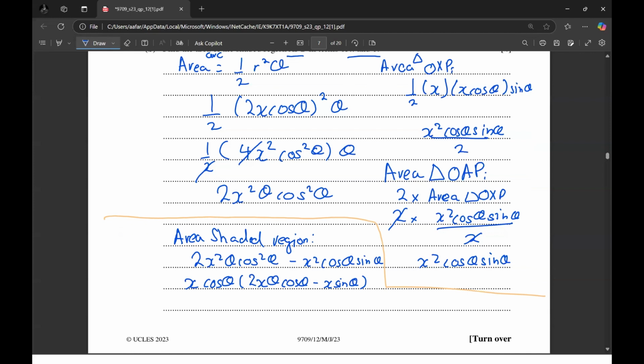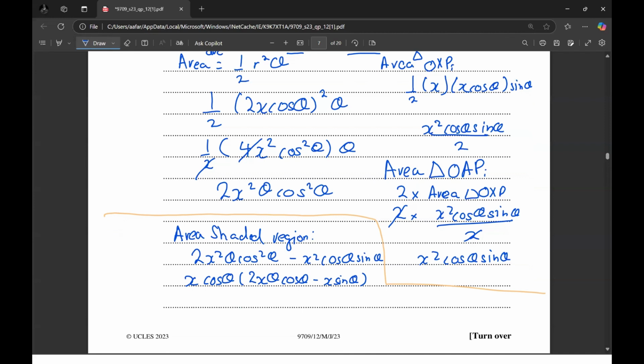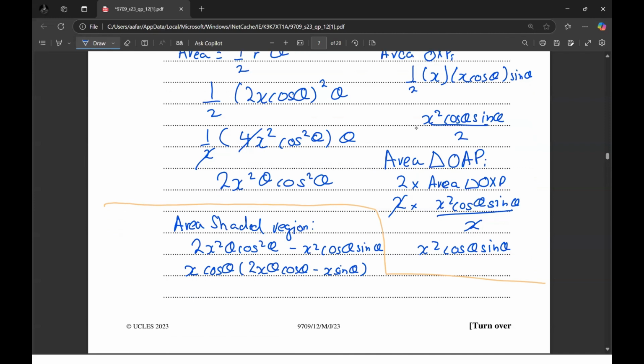Yep. We could take an x square common, sorry. Yeah, so this is it. The answer.